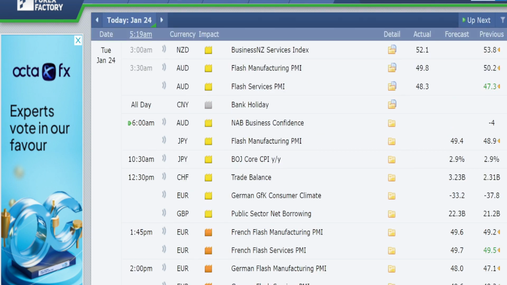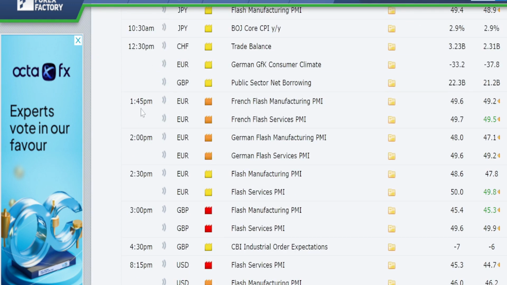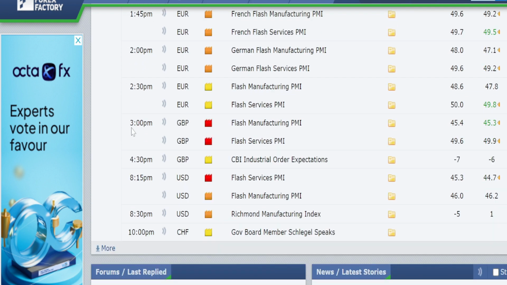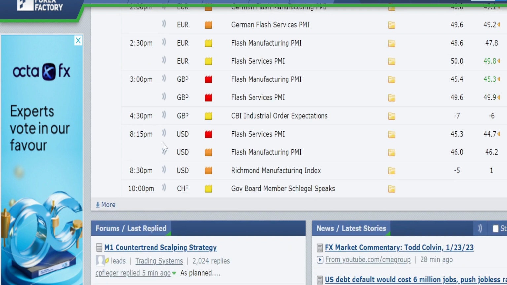And when we look at the economic events plan for today, it is Tuesday, Jan 24th. We have Chinese bank holiday. At 1:45 p.m. we have medium impact news plan for euro related currency pairs. At 3 p.m. we have high impact news for British pound related currency pairs. And at 8:15 p.m. we have high impact news for US dollar related currency pairs. So we can expect lots of volatility in the market today.